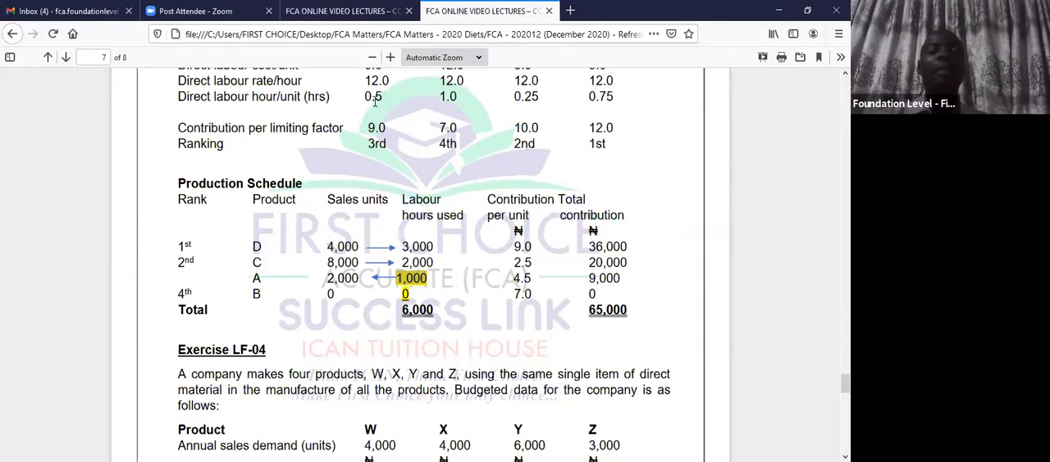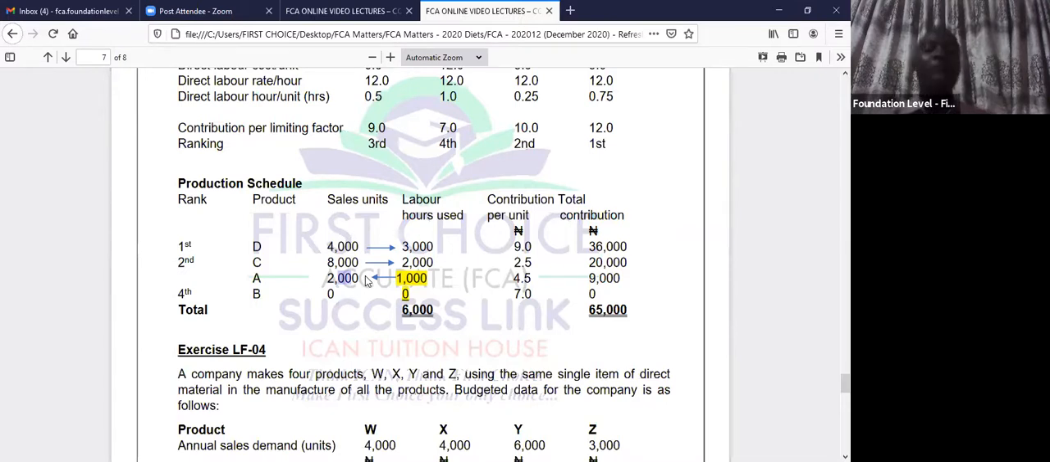So you take the 1,000 hours and divide by 0.5, which will give you 2,000 units. So it means out of the 4,000, it's 2,000 that you can do.